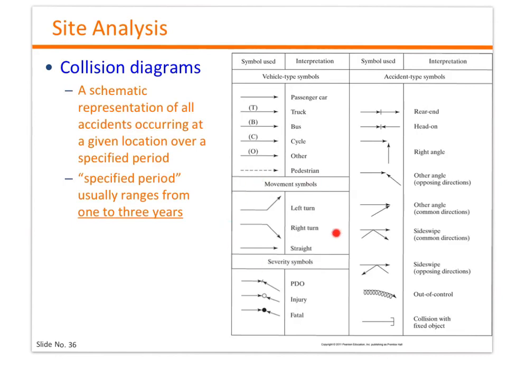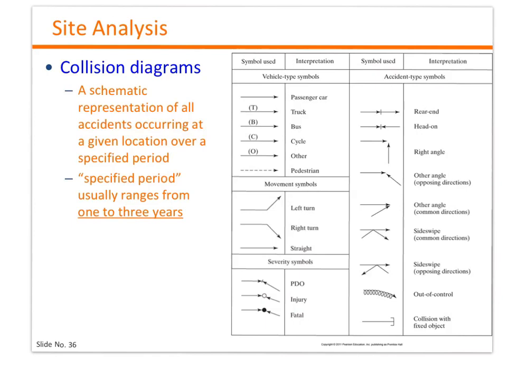The second portion here talks about the movement symbols. What happened at that accident? Was there a left turn? Was there a right turn? Was there a straight movement? Then we also need to show in this collision diagram the severity. Did I see a property damage only type of severity? Did I see an injury severity? Did I see a fatal incident?